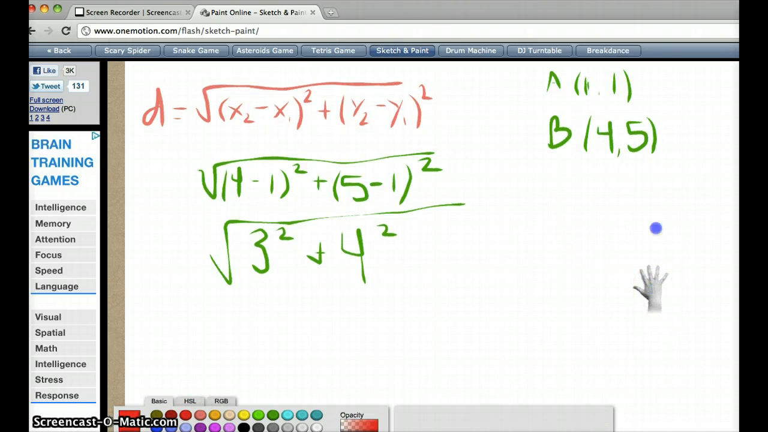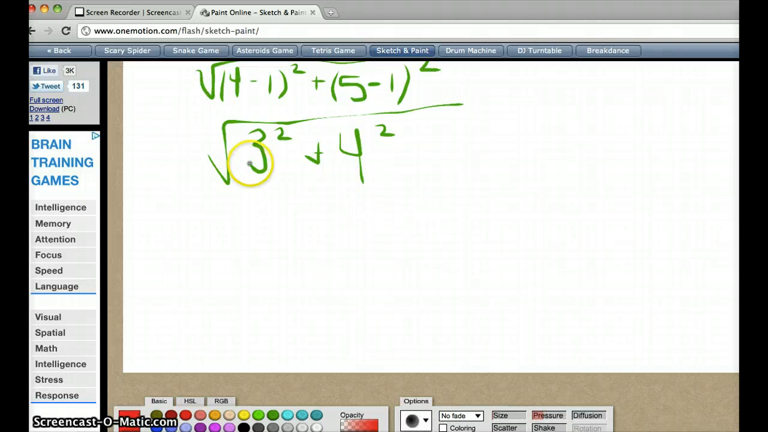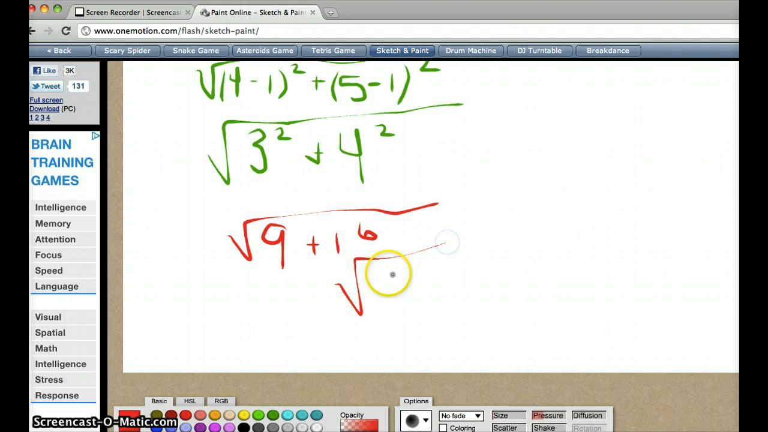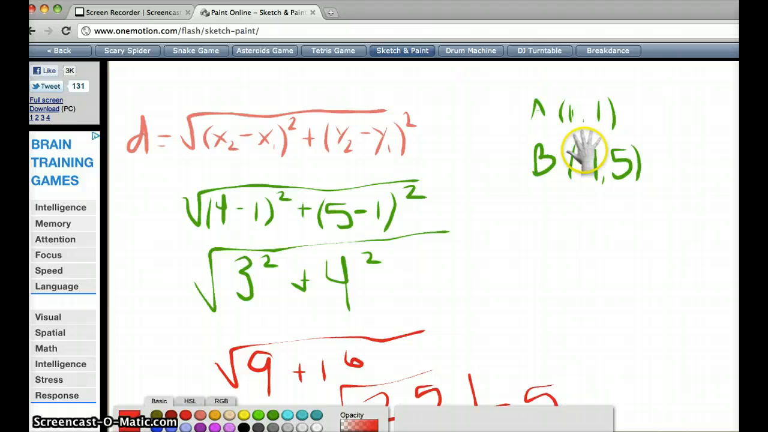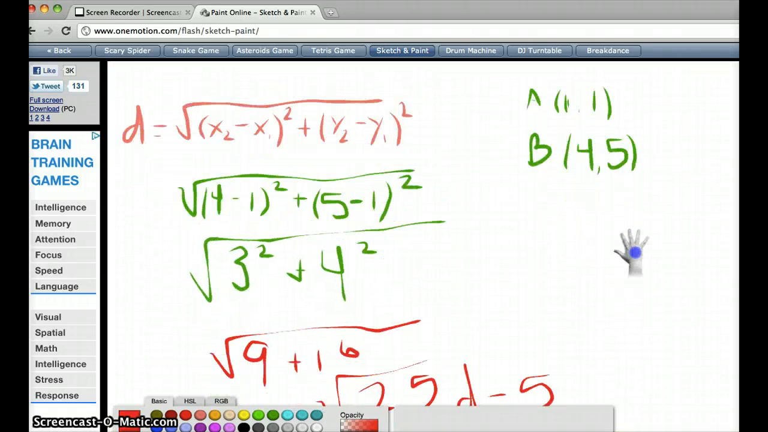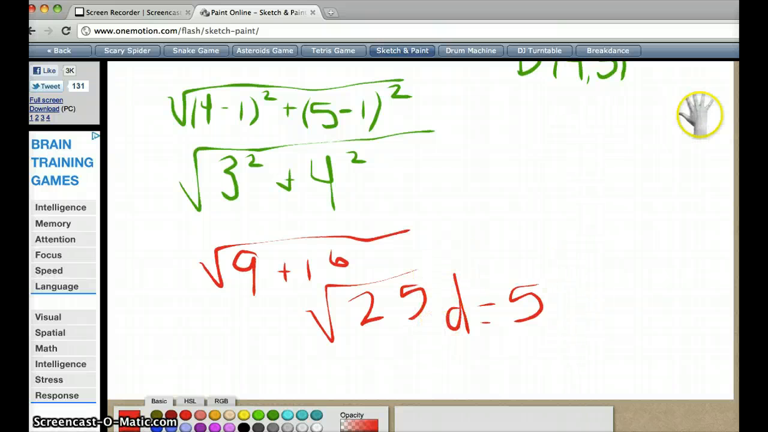So that's going to equal 3 squared is 9, which is just simply 3 times 3. So 3 times 3 is actually just 9. So 9 plus 4 times 4, which is 16. Okay? So 9 plus 16 is actually 25. So the square root of 25 is simply 5. So the distance between points 1 and 1 and 4 and 5 is 5. That is your distance. Okay?